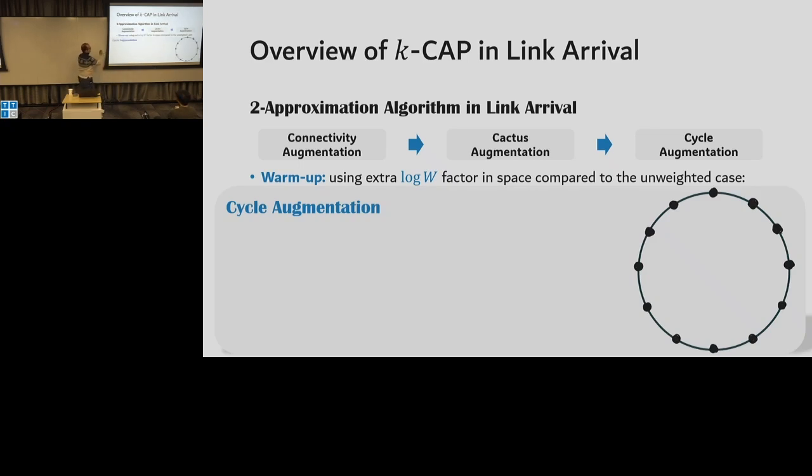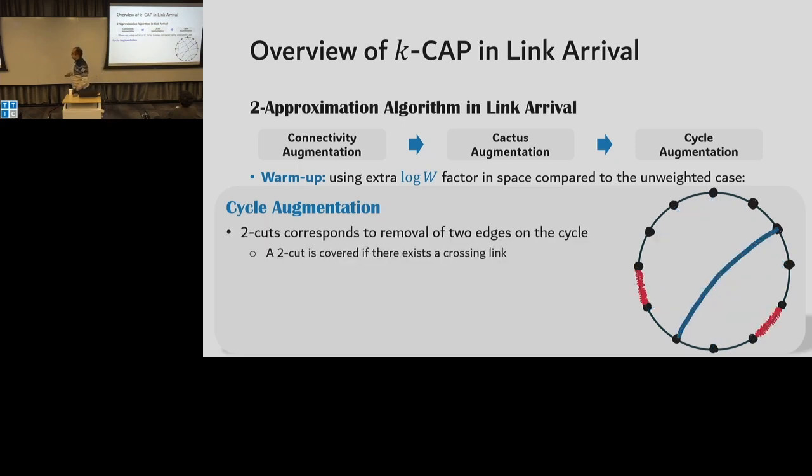So this is what we can do for the cycle augmentation. We have a cycle, we receive a set of links, and we want to pick a subset of them such that the resulting graph becomes 3-edge connected. What matters here is that if I look at any two cuts, there exists a link that I have picked crossing the cut produced by these two edges. For example, if I remove these two edges, I have to have some link crossing, and this, for instance, is one of them.